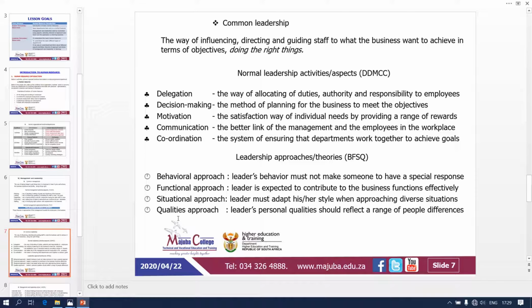Okay. Qualities. The leader's personal qualities should reflect a range of people differences. Don't treat people the same, but treat them fairly. If a female worker tells you that she is pregnant, you can shift that particular work to a male worker who is not pregnant. So think about this. Don't just say you are all human beings. No, that's an incorrect way. That's why we said leadership approach with theories: behavioral, functional, situational, qualities.